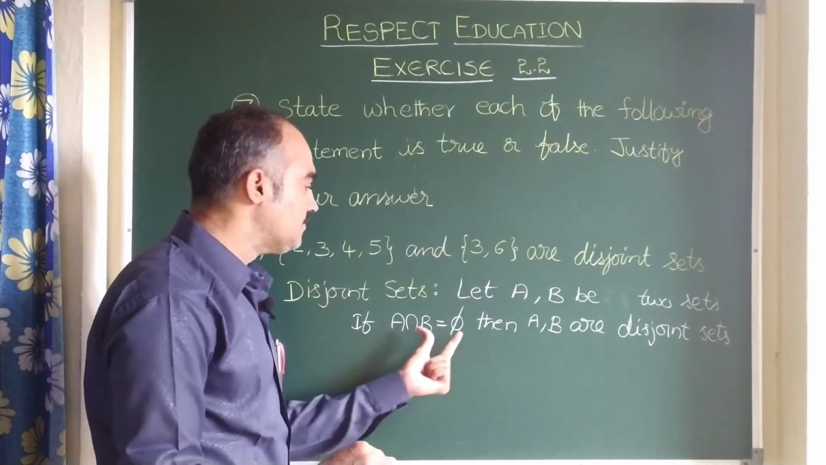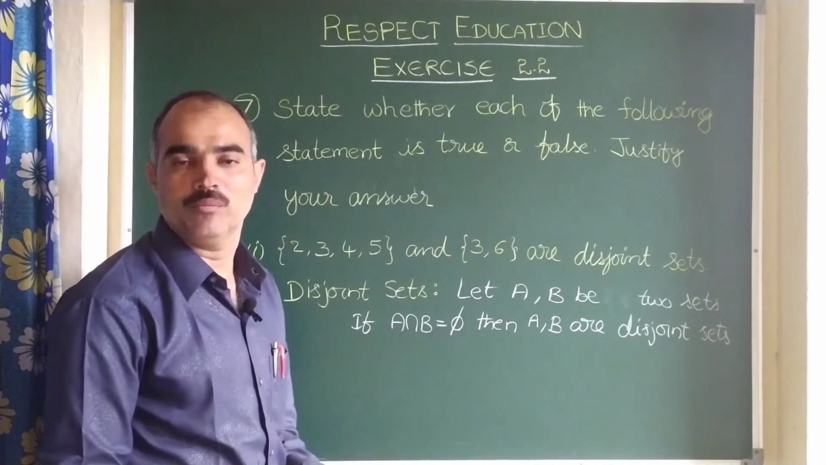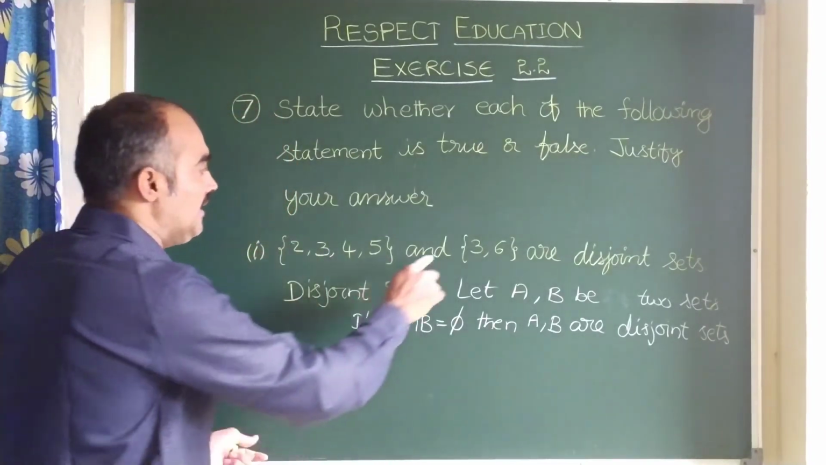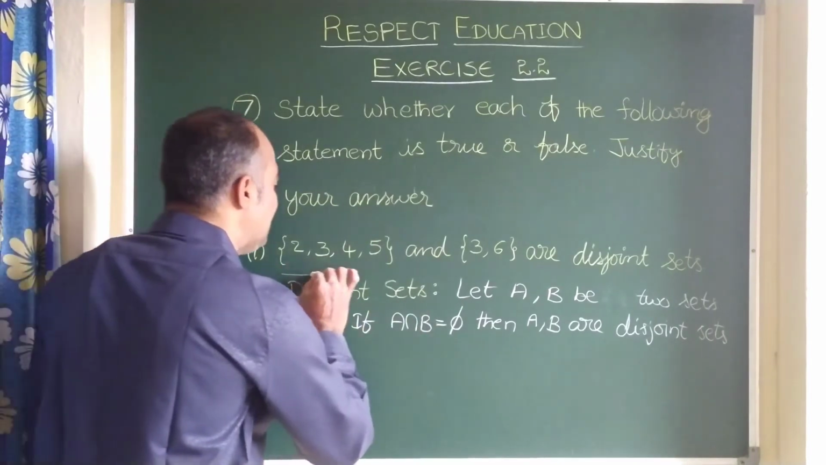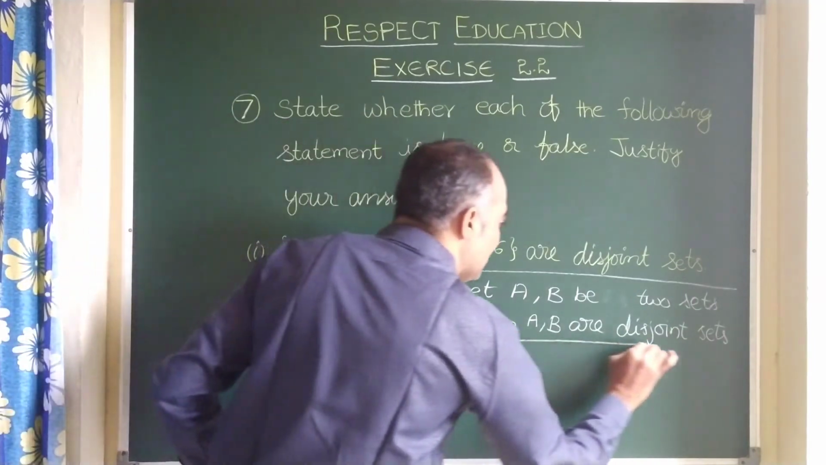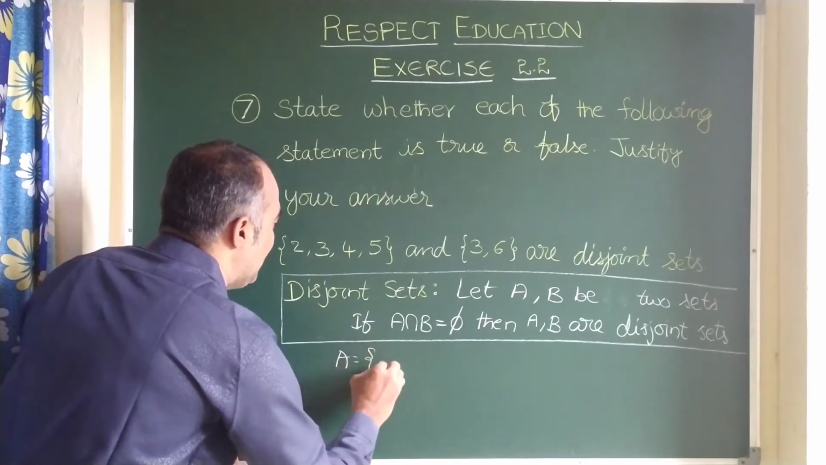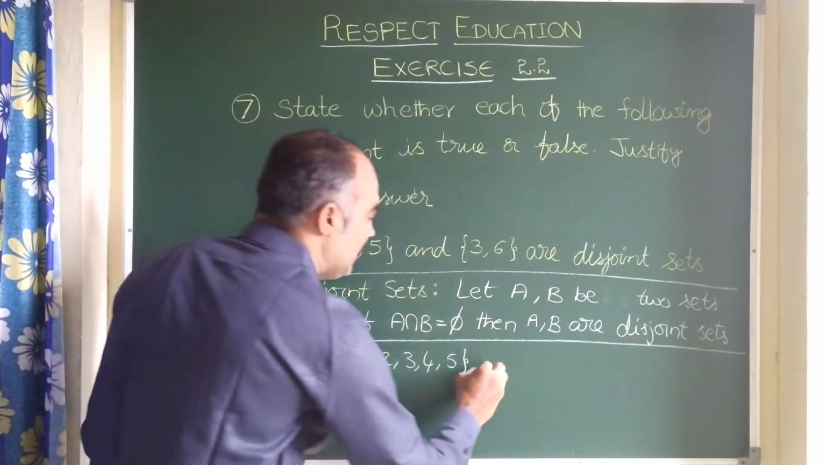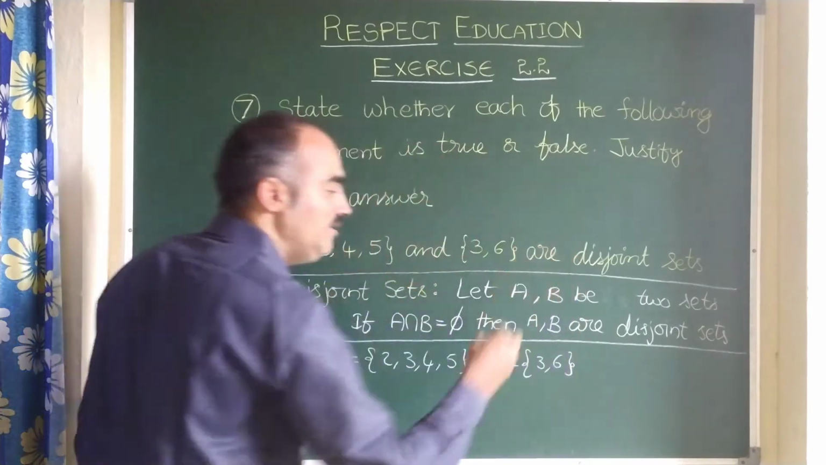Okay, their intersection is empty. What is the meaning of that? They should not have any element in common. So let us take here this set as A and this set as B. We find their intersection. Actually this is the definition of disjoint sets. So let's keep it in our mind, and you take 2, 3, 4, 5 as A, right? And the other set, the second set, 3, 6 as B.